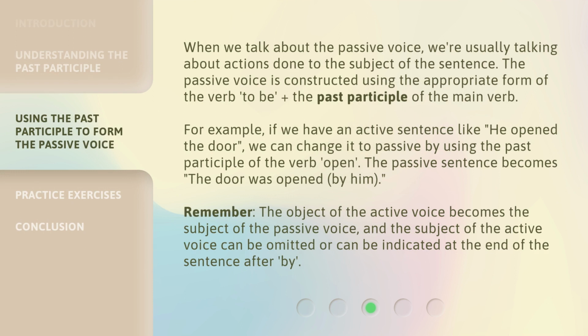When we talk about the passive voice, we're usually talking about actions done to the subject of the sentence. The passive voice is constructed using the appropriate form of the verb "to be", plus the past participle of the main verb. For example, if we have an active sentence like, "He opened the door," we can change it to passive by using the past participle of the verb "open." The passive sentence becomes, "The door was opened by him." Remember, the object of the active voice becomes the subject of the passive voice, and the subject of the active voice can be omitted or can be indicated at the end of the sentence after "by."